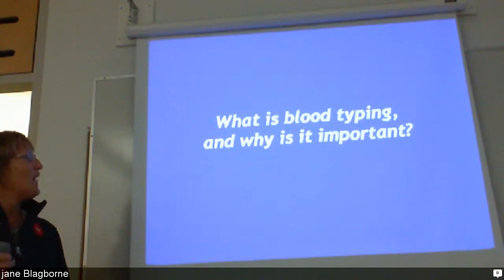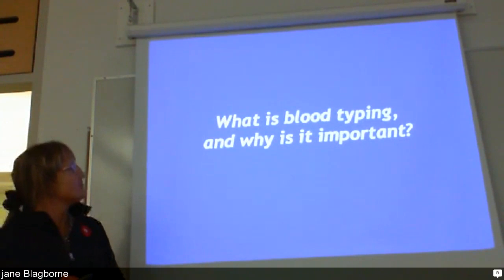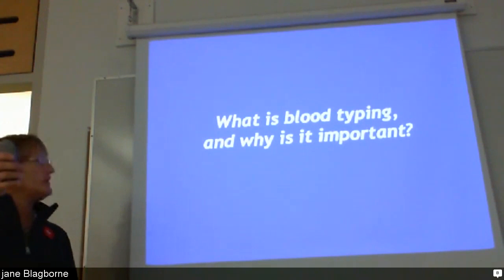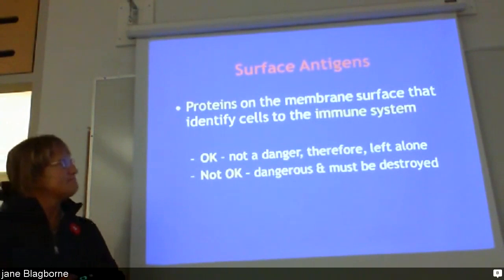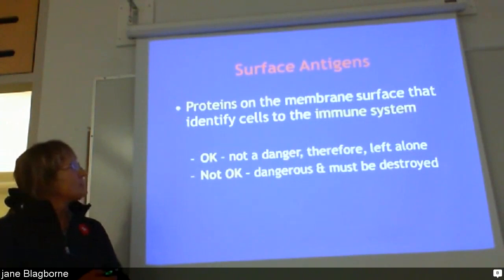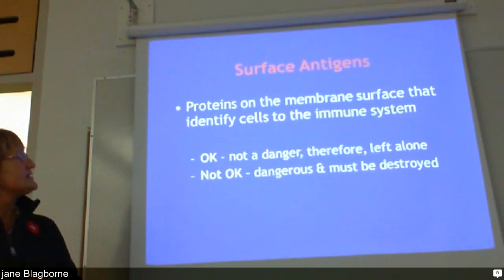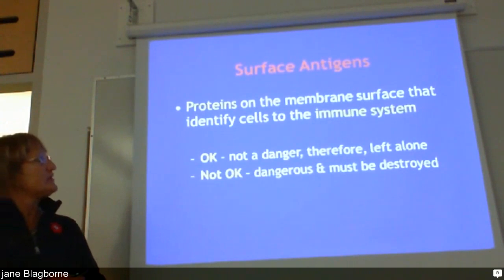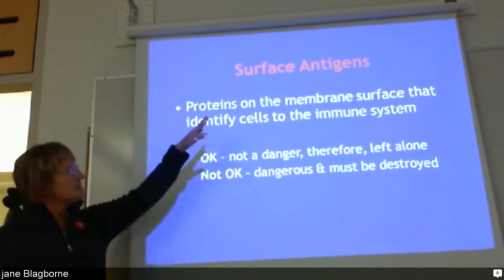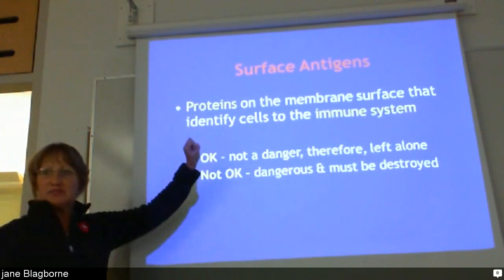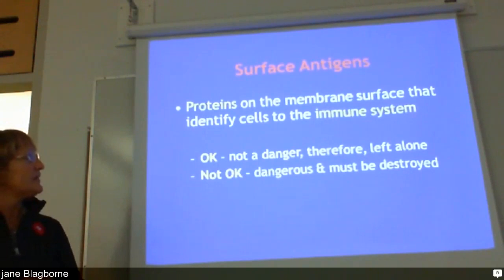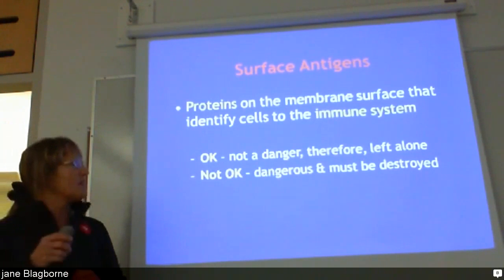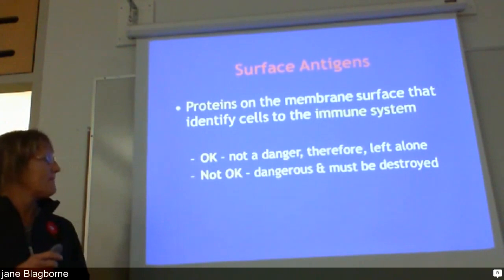Okay, what is blood typing and why is it important? We all know that the surface antigens are proteins on the membrane surface that identify cells to the immune system. You'll get antigens with allergies, right? So you'll see antigens with B. But these ones are specific on the red blood cells.